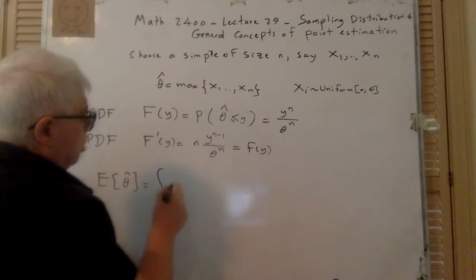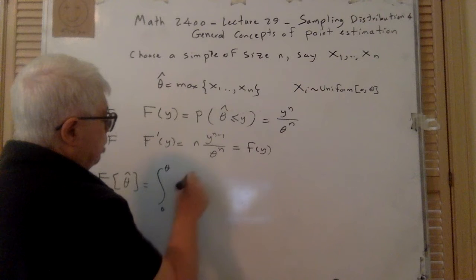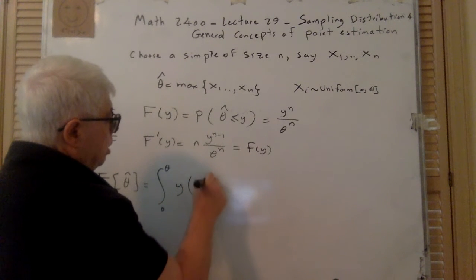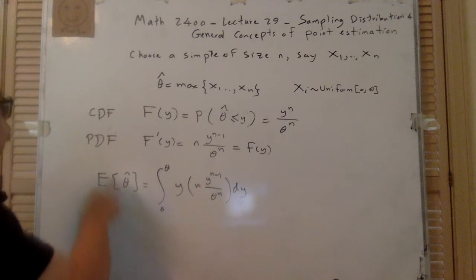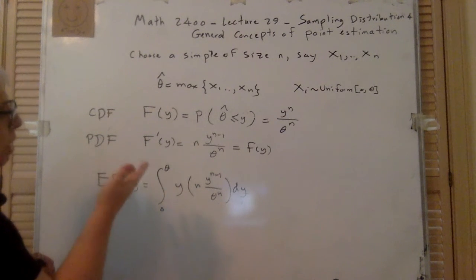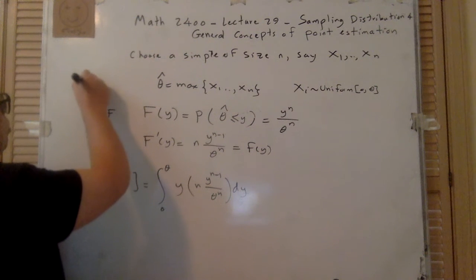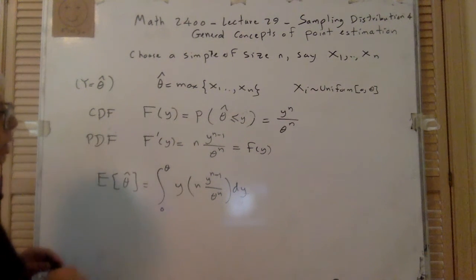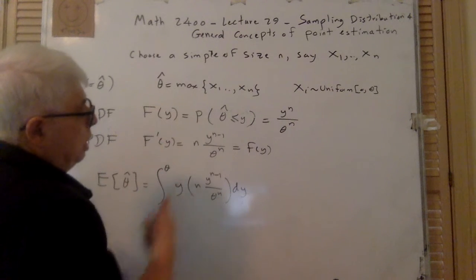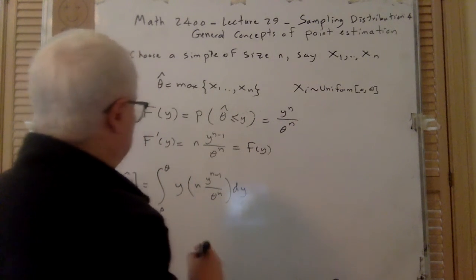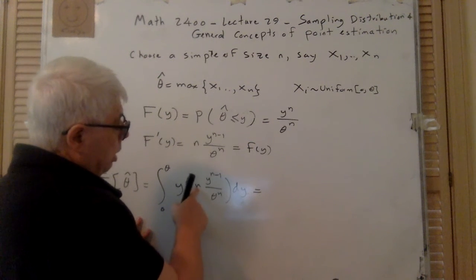So that is in fact the integral from 0 to theta, because that's the range, and then we have y times this thing, the f_Y. f_Y is n y^(n-1) over theta^n dy. Remember, I put y instead; I could put theta hat here and theta hat there, and d theta hat, but it's easier using y. Anyway, no difference, that's just a dummy variable. And so we have y^n over theta^n dy, and n is out.